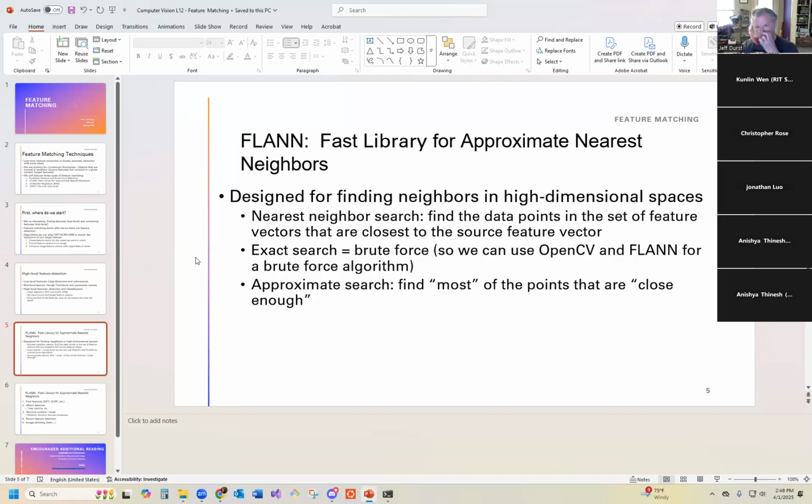And so, like a lot of things in computer science, the idea is we want to approximate it. We don't need a perfect answer, we need a good enough answer. So you can start here with FLANN and then tinker around with the parameters that define good enough.